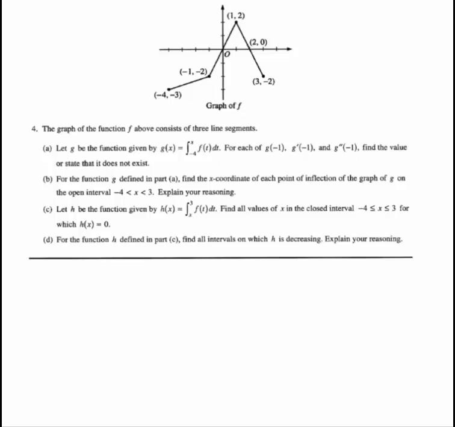This is the problem we're calling VBBC4. Obviously, this is a graph problem. So again, anytime you have a graph, the first thing you should do is look and see what you actually have a graph of. And this is a graph of f. They just say it consists of 3 line segments as shown here. So we have 3 line segments making up this graph f.